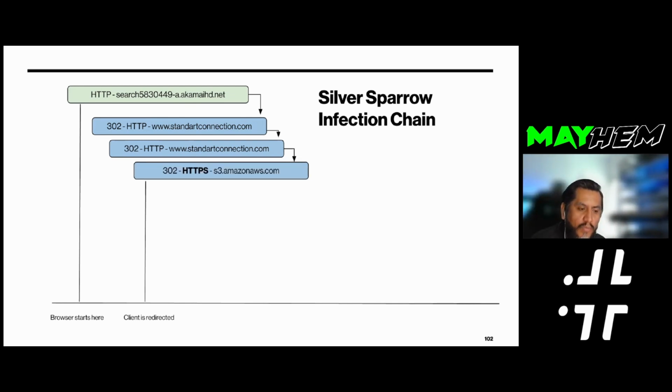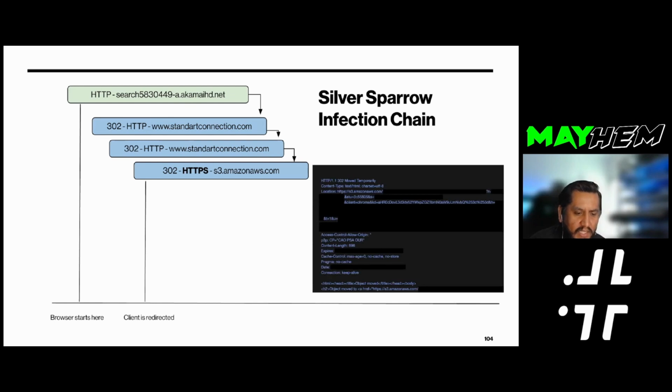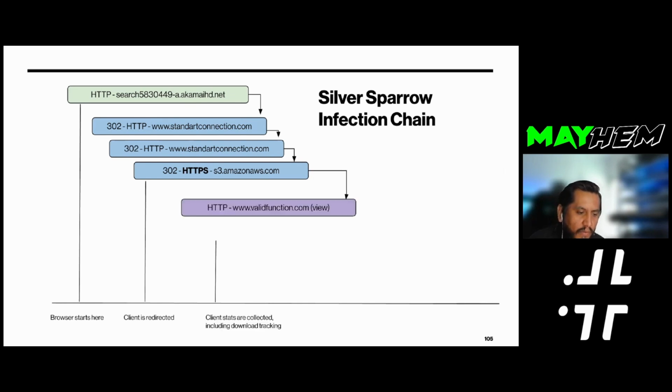At that point, you will be redirected to an S3 bucket in AWS. And at this point, it's very likely you're going to be infected. You meet the criteria to become infected. What we can see in here again is a 302, but there is this information that keeps being passed on to send you to download the malware.